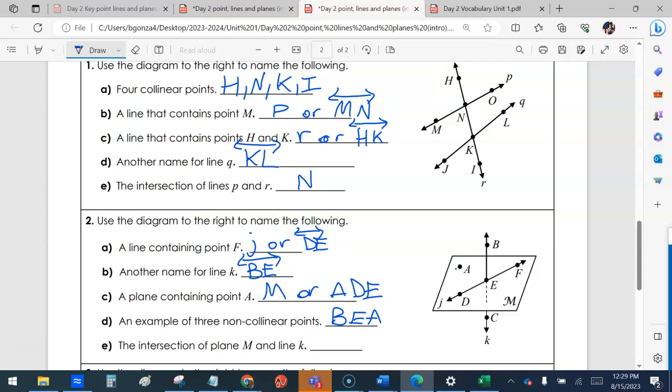Okay. The intersection of plane M and K, plane M and this line K, those cross right at that one point, where it's kind of like an arrow going through a piece of paper at point E. Cool?